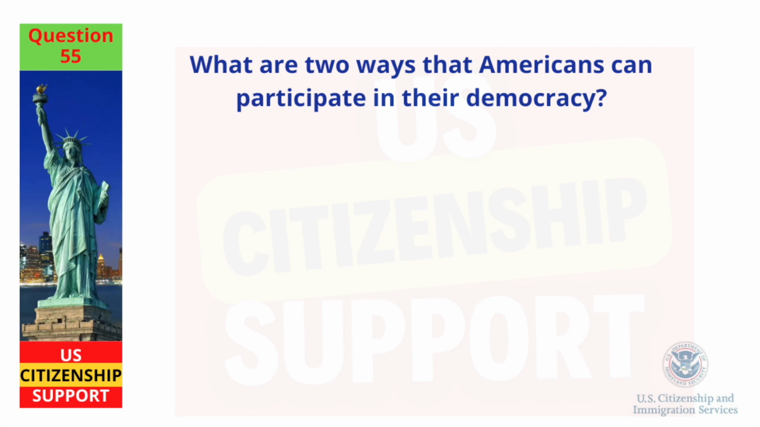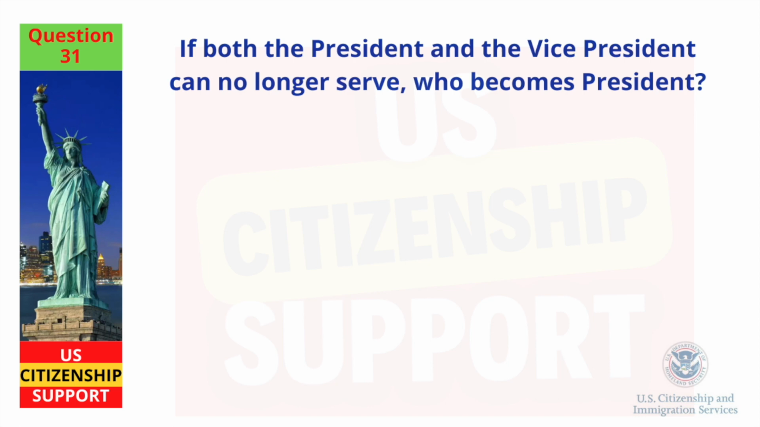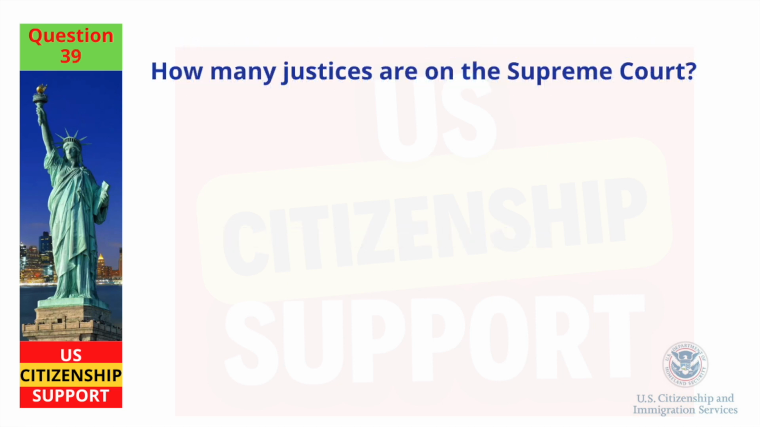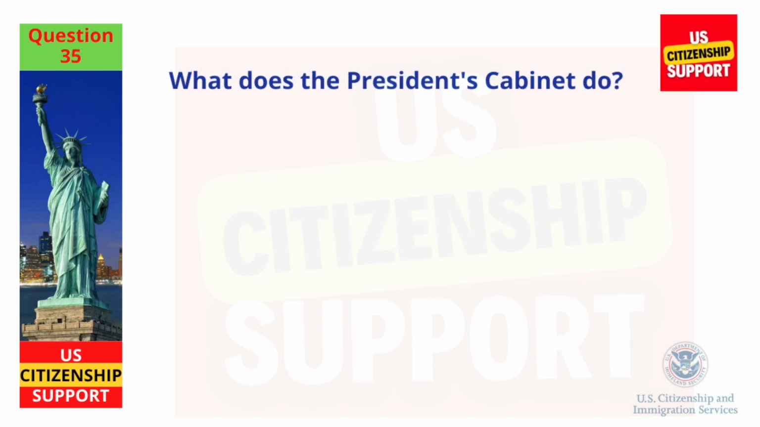What are two ways that Americans can participate in their democracy? Vote. Join a political party. If both the president and the vice president can no longer serve, who becomes president? The Speaker of the House. How many justices are on the Supreme Court? 9. What does the president's cabinet do? Advises the president.